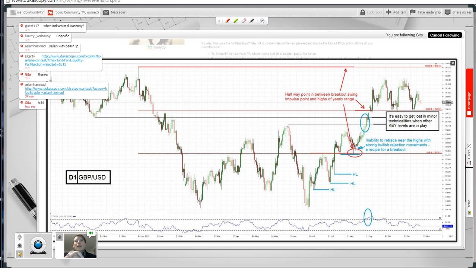So this is the third article in a series called Likerty, why traditional technical analysis tools such as trend lines, moving averages, and various indicators are better to be avoided, as there are other reasons which move the markets.